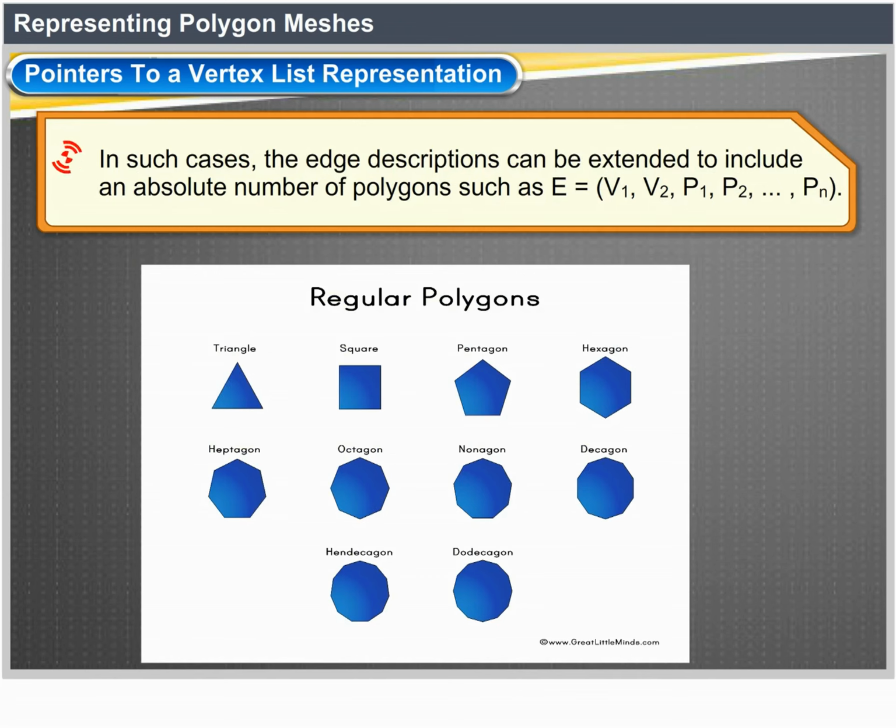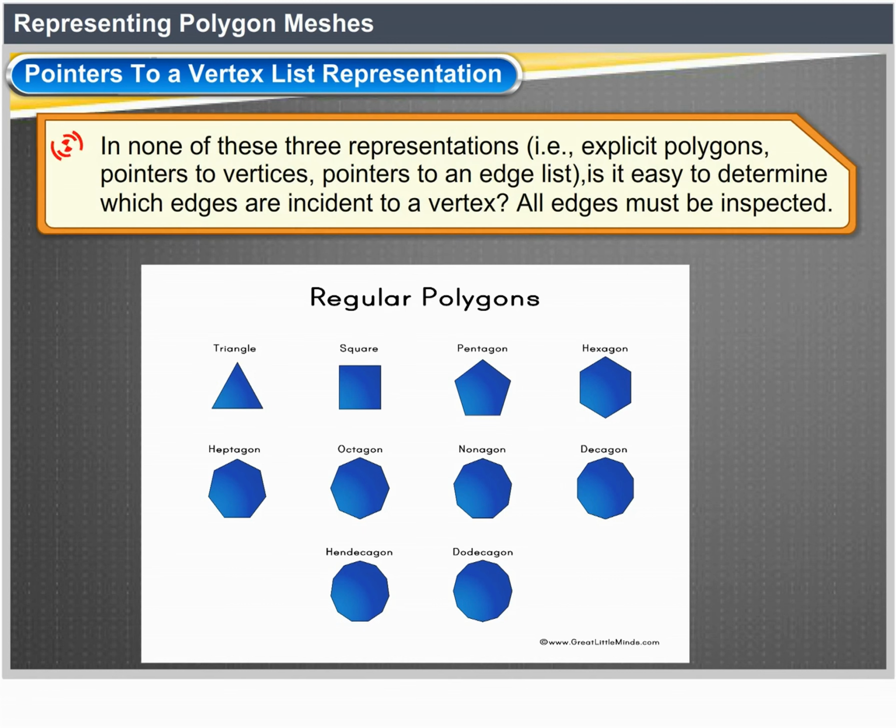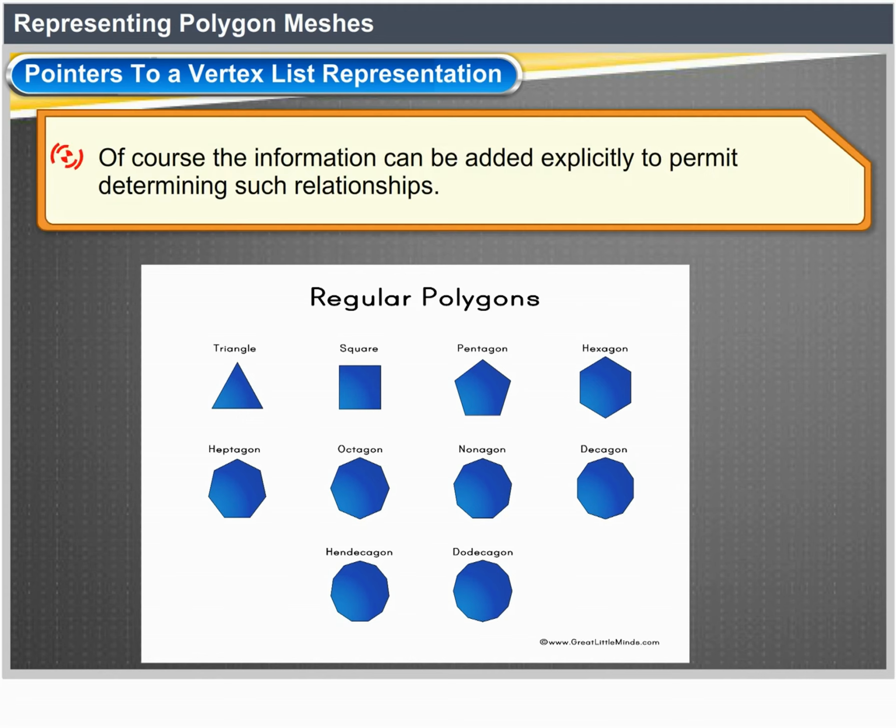In none of these three representations, that is, explicit polygons, pointers to vertices, and pointers to an edge list, is it easy to determine which edges are incident to a vertex. All edges must be inspected. Of course, information can be added explicitly to permit determining such relationships.